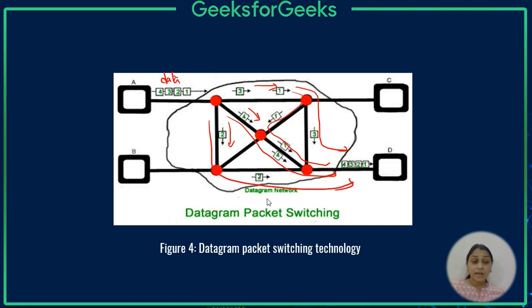So all the packets are distributed over the network and finally they reach the destination because every packet has the destination address. Okay, so this is datagram packet switching, connectionless. Virtual means connection oriented, and datagram packet switching technology is connectionless packet switching.